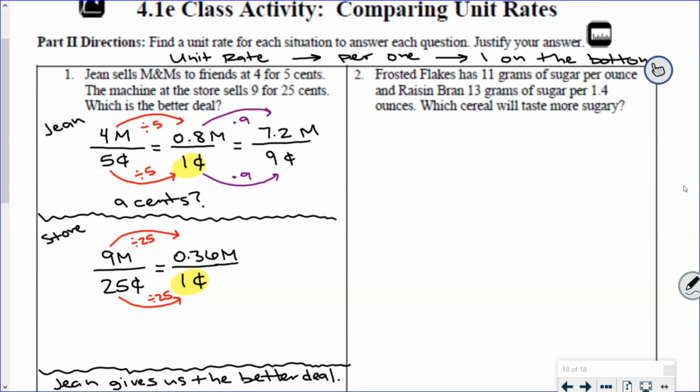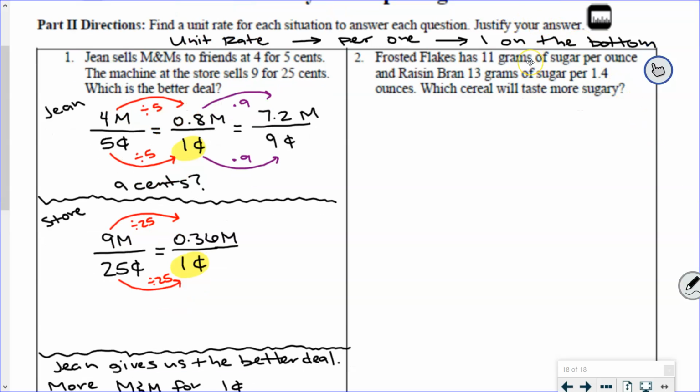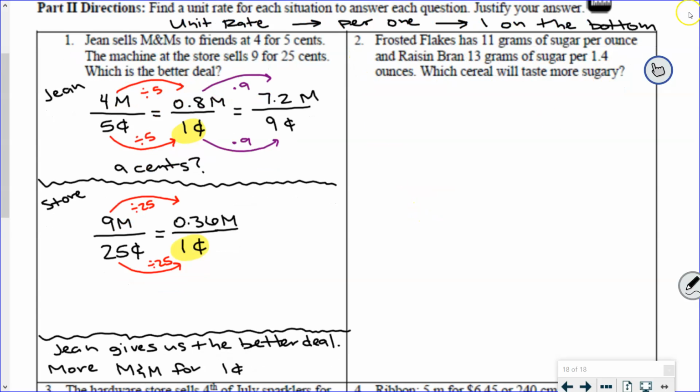All right, so the purpose of this activity is we're given 2 different situations and we need to compare them. But it's best to compare them by finding the unit rate. I now want you to pause the video and work on number 2. I'll read it out loud for you and then you're going to pause and work on that situation. Frosted Flakes has 11 grams of sugar per ounce. Interesting. I think we've heard that before. Per ounce, what does that mean? And Raisin Bran has 13 grams of sugar per 1.4 ounces. Which cereal will taste more sugary?